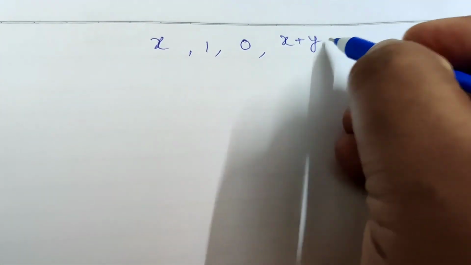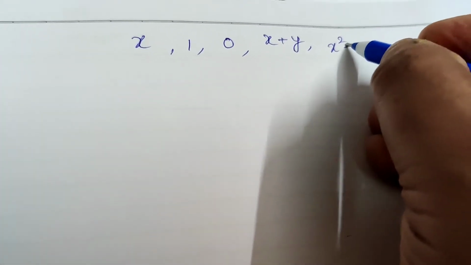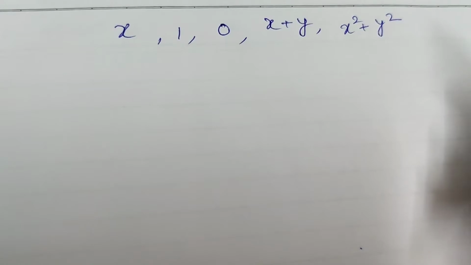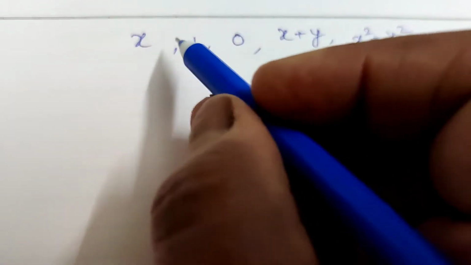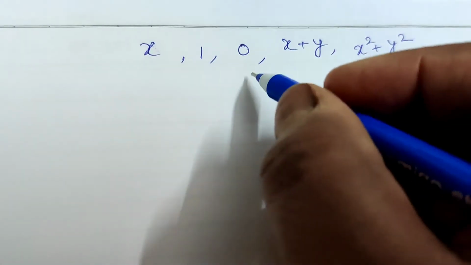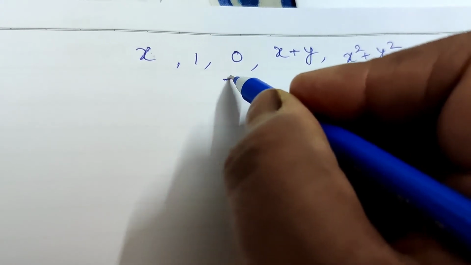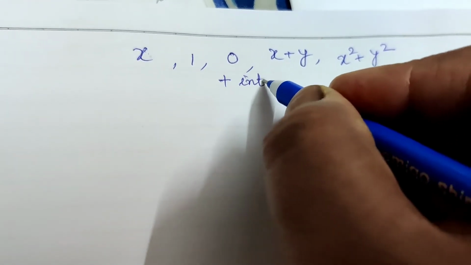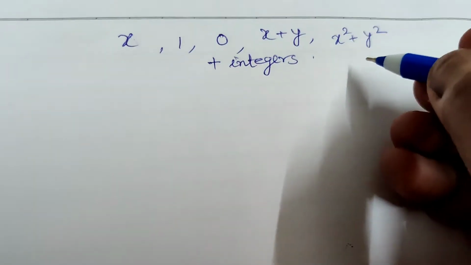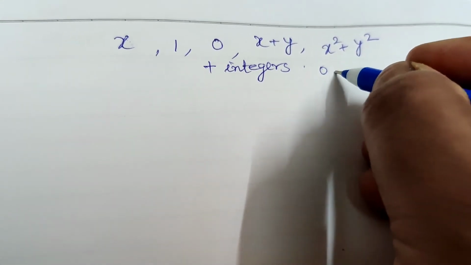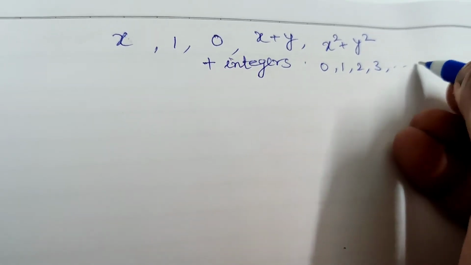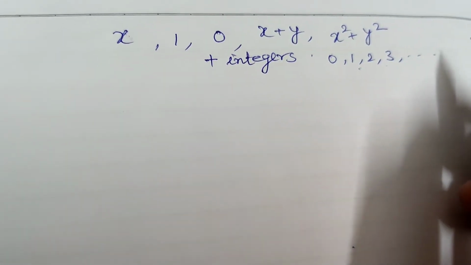Like, suppose a number x is also a polynomial, 1 is a polynomial, 0 is a polynomial, x plus y is a polynomial, x square plus y square is also a polynomial. All are polynomials. And the exponent of the variable, here the variable is x, must be a non-negative integer. Non-negative integers means the numbers 0, 1, 2, 3 and so on.